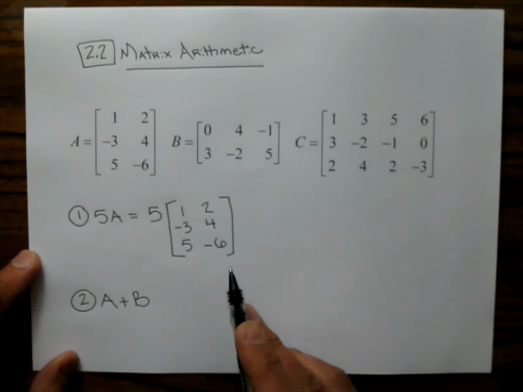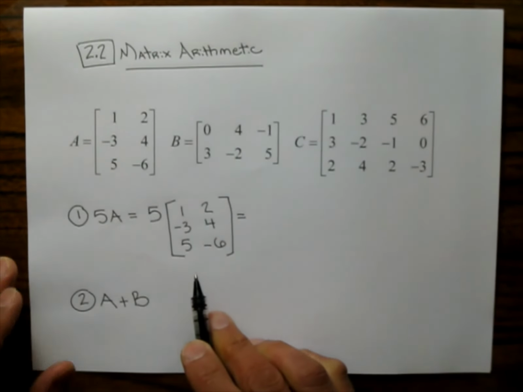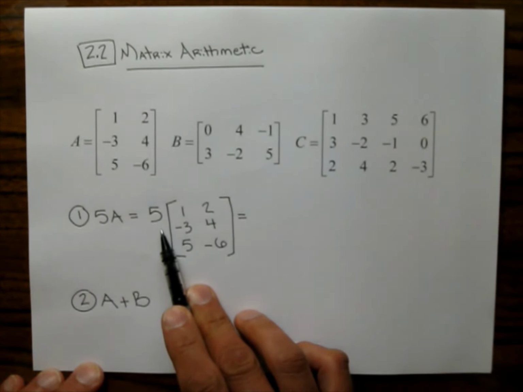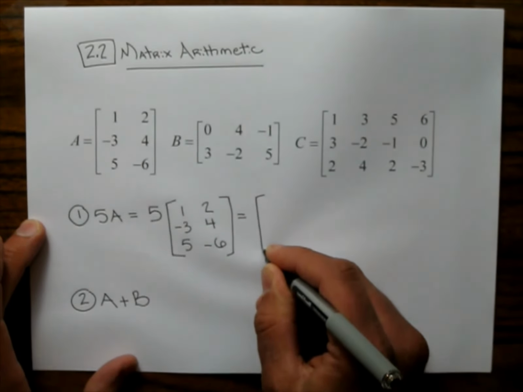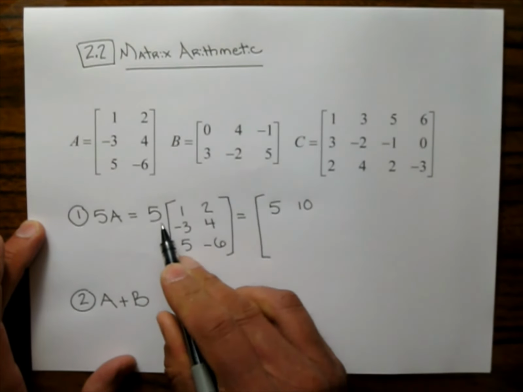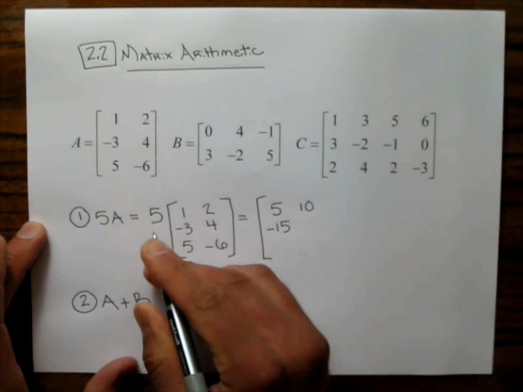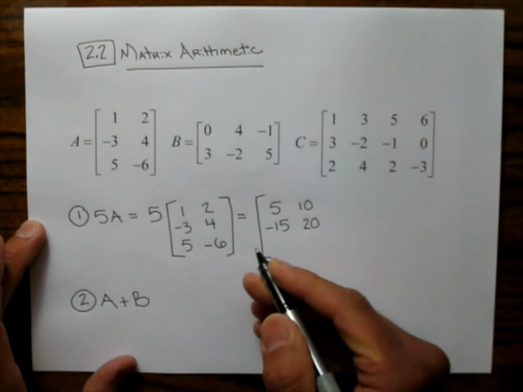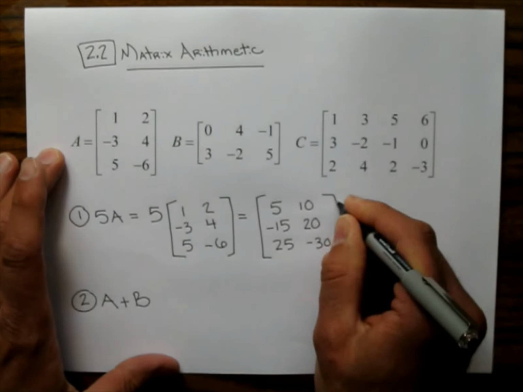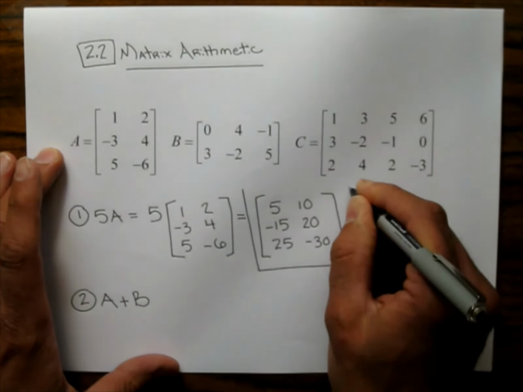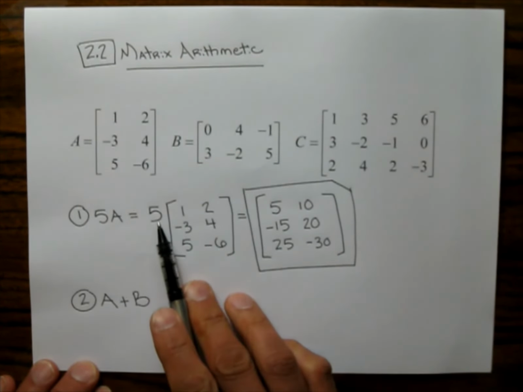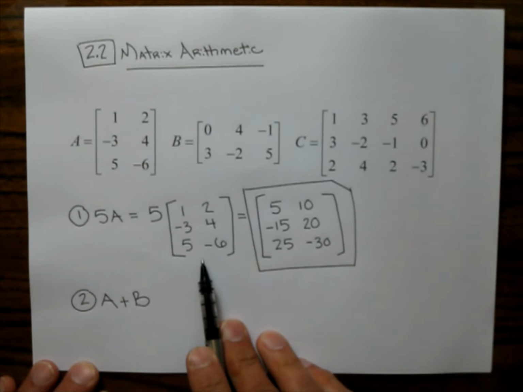Well, most of the time people think of the right thing to do. The scalar multiplication is defined by multiplying each element in the matrix by that scalar 5. So we end up getting 5 times 1, which is 5, 5 times 2, which is 10, and we just multiply. 5 times negative 3, negative 15, 5 times 4 is 20, 5 times 5 is 25, and 5 times negative 6 is negative 30. There's the answer right there. So we multiply by a scalar. We just multiply each element in the matrix by the scalar.